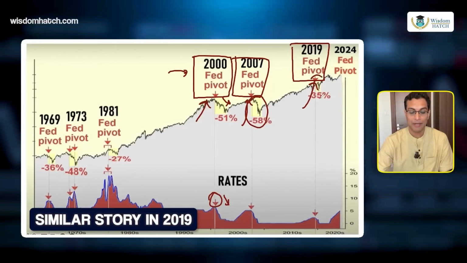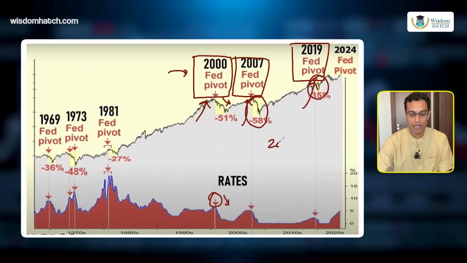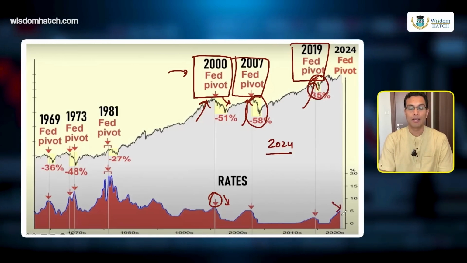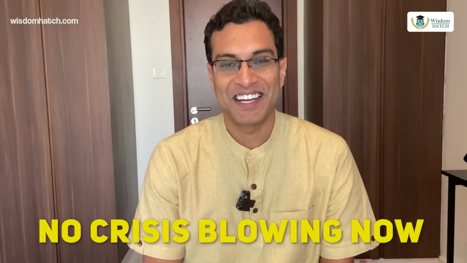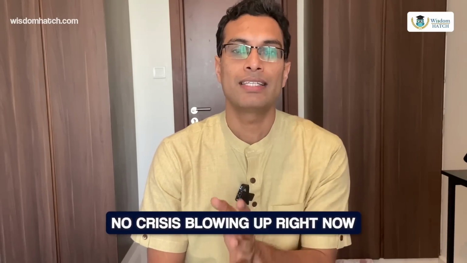Again, something similar happened in 2019. So what I'm trying to tell you is that if we analyze the situation in 2024, yes, interest rates are high, but what type of crisis is blowing up right now? The short answer is that there is no crisis blowing up right now. One could argue that maybe stocks are overvalued, maybe we are in euphoria, maybe that is always up for debate, but unlike 2000, unlike 2008, unlike 2019, there is no crisis blowing up right now.